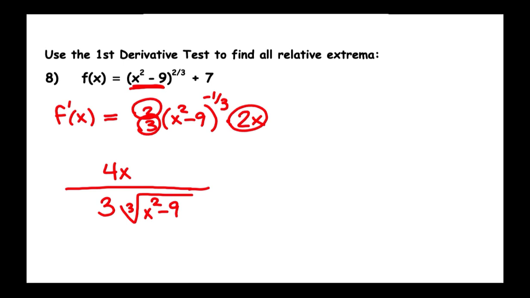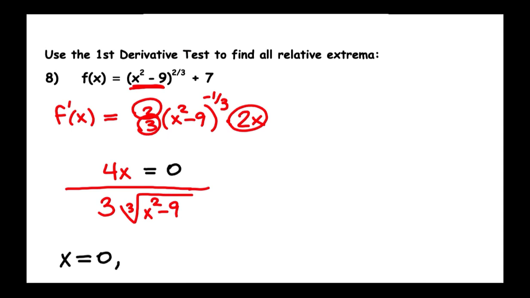A great technique for finding critical numbers, especially when you have fractions, is to set the numerator equal to 0 and figure out what that is. And then once you're done there, set the denominator equal to 0 and repeat the process. All right, so we'll start with the numerator. If 4x equals 0, then obviously x equals 0. And so x equals 0 will become a critical number.